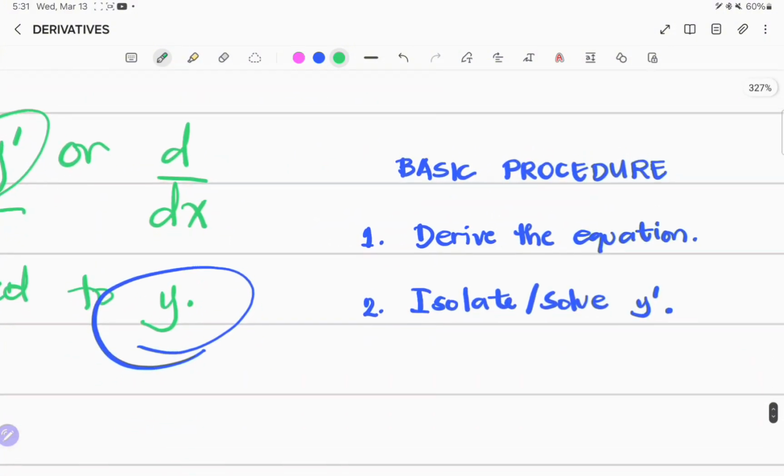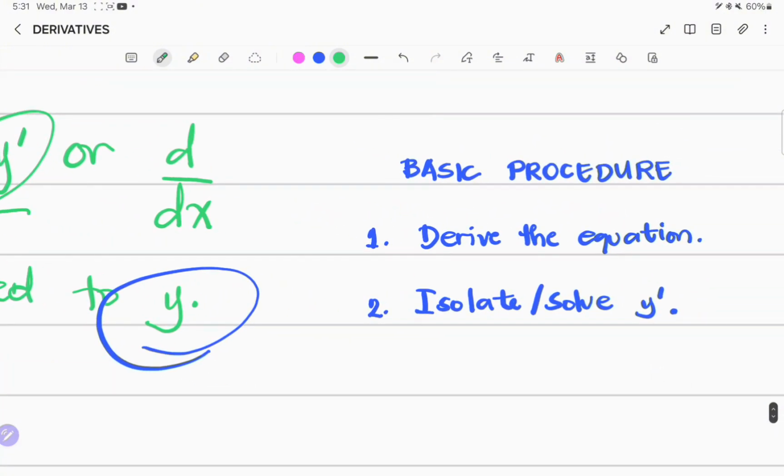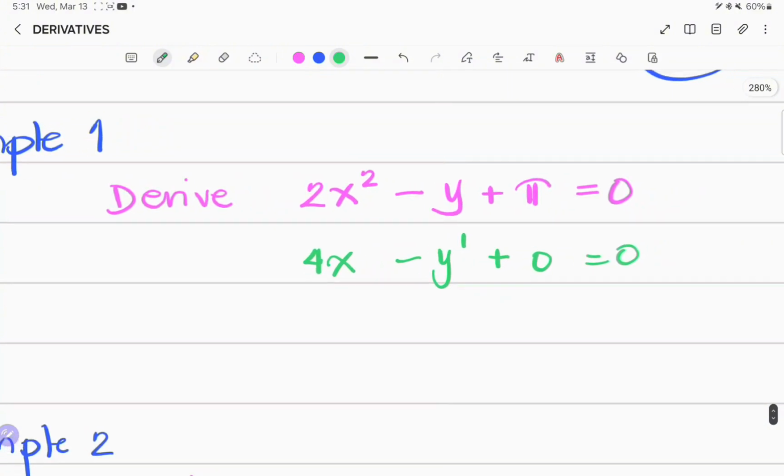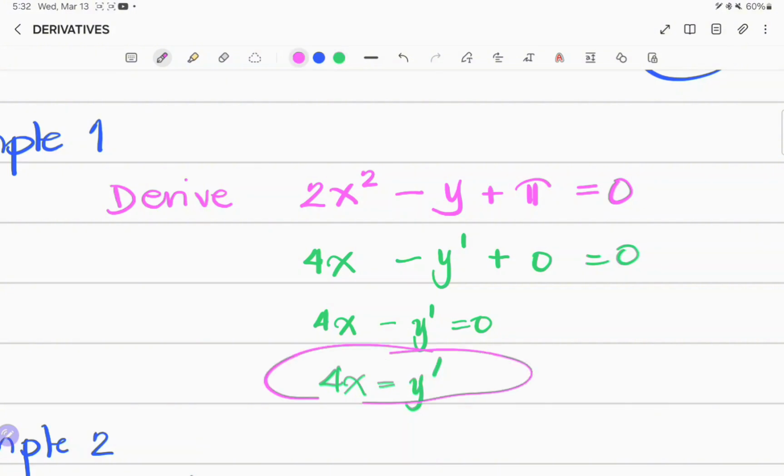Then, in our basic procedure after deriving, we have to isolate y prime. It will become 4x minus y prime is equal to 0. Using the commutative property of equality by addition, y prime may be written on the right side of the equation. That's going to be positive y prime. And therefore, y prime is equal to 4x.